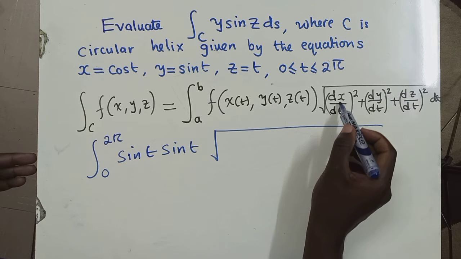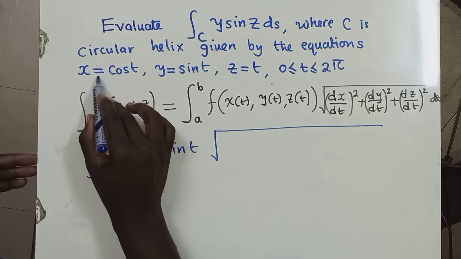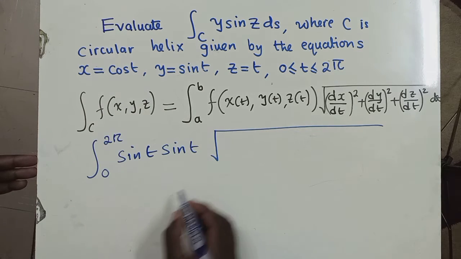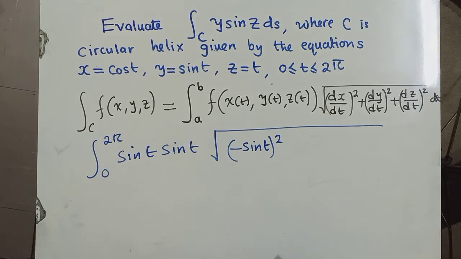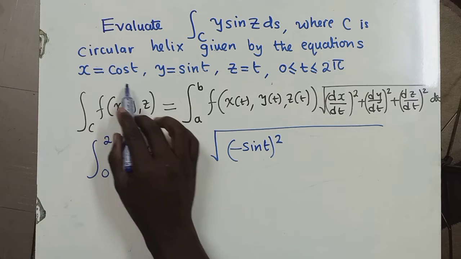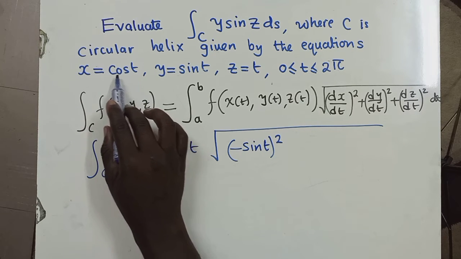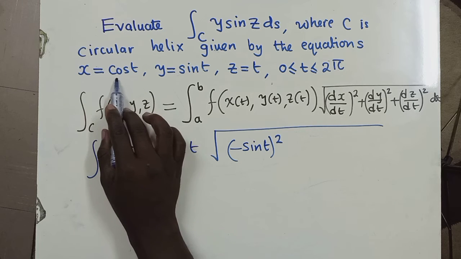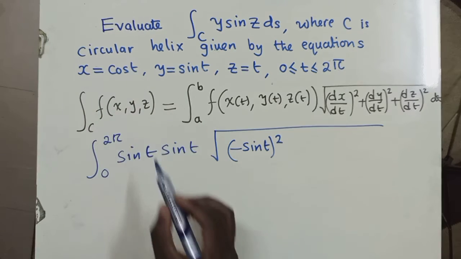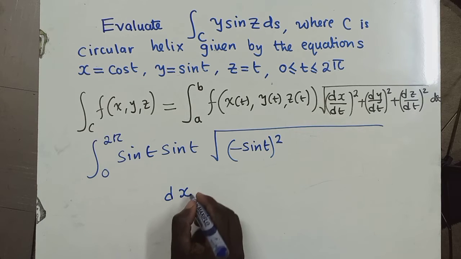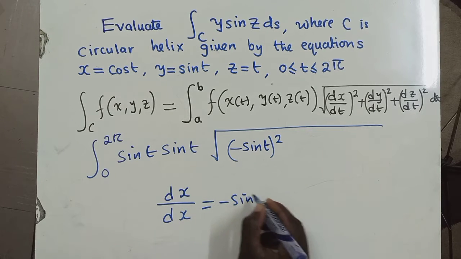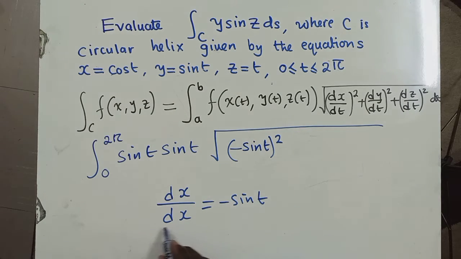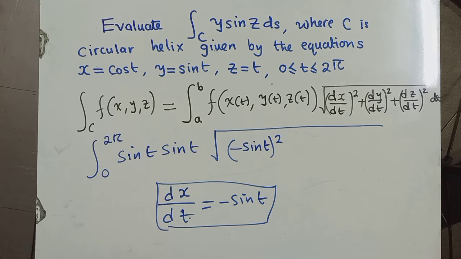So the derivative of x with respect to t here will be negative sine t. If you don't know how to find the derivatives, kindly watch my videos on how to find the derivative of sine and cos t. So here it's just like this. Because we are differentiating, sorry, actually it's t here. We are differentiating with respect to t. So this is how it will look like. And we put it here.